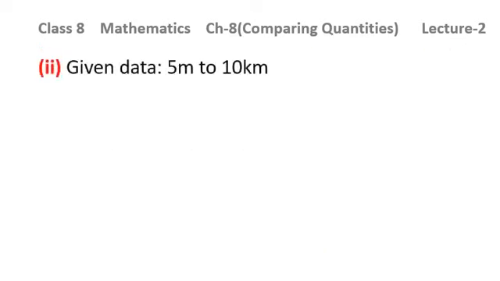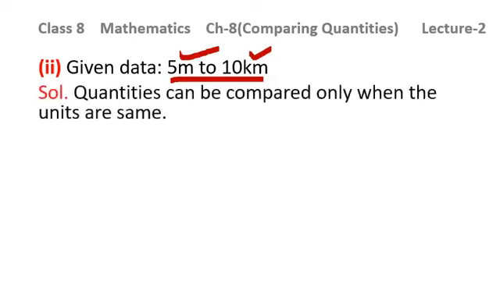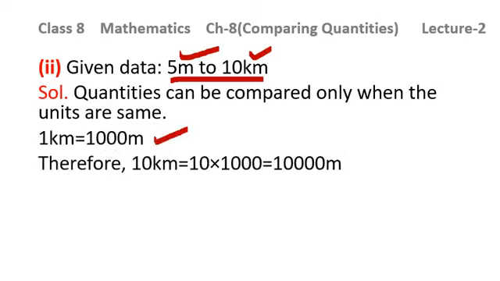Coming to the second part, given data is 5 meter to 10 kilometer. The point to note here is that this is in meters and this is in kilometers. So the units of these two are not the same, and we can compare quantities only when the units are the same. So we need to make their units the same first and then take their ratio. 1 kilometer is equal to 1000 meters. Everyone knows this. Therefore 10 kilometer is equal to 10 into 1000, that is 10,000 meters. We have converted into meters, or you can convert 5 meter to kilometer also, that is up to you.